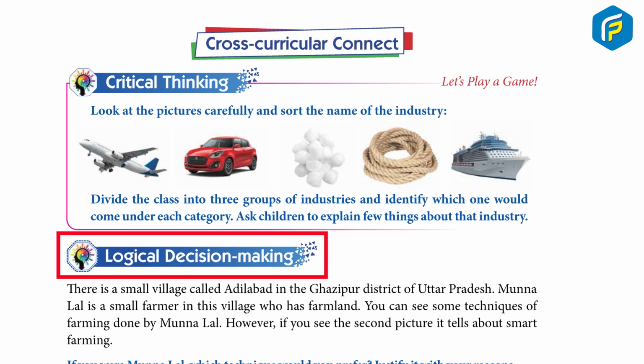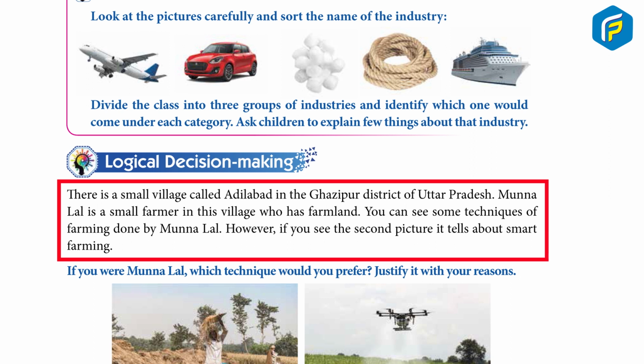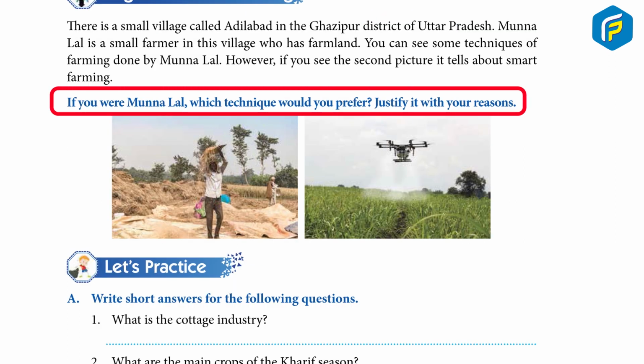Logical decision making. There is a small village called Adilabad in the Ghazipur district of Uttar Pradesh. Munna Lal is a small farmer in this village who has farmland. You can see some techniques of farming done by Munna Lal. However, the second picture tells about smart farming. If you were Munna Lal, which technique would you prefer? Justify it with your reasons.